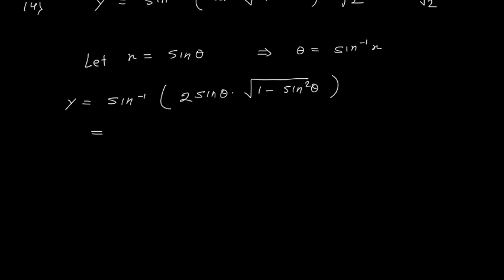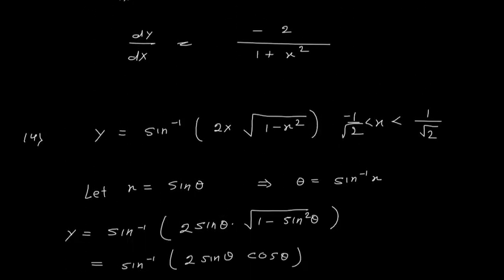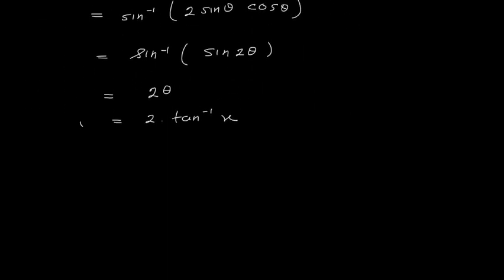This will give me the result as sine inverse of 2 sine theta, and this root 1 minus sine square theta will become cos theta. So this is sine inverse of 2 sine theta cos theta. Now 2 sine theta cos theta is sine 2 theta. Now this sine inverse and sine will cancel, and I have the result 2 theta, which is 2 into tan inverse x. So 2 into tan inverse x is your y.